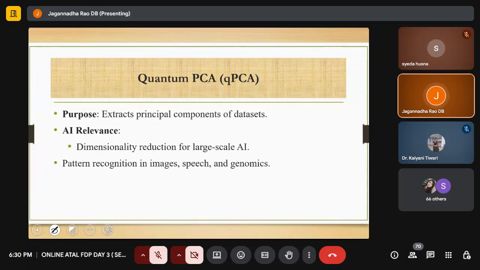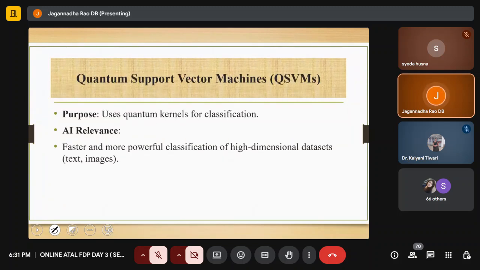Then the quantum PCA. This extracts the principal components of datasets. Its relevance to AI is dimensionality reduction for large-scale artificial intelligence, and also pattern recognition in images, speech, and genomes. Then quantum support vector machines. These are mainly used with quantum kernels for classification. They are also used for faster and more powerful classification of high-dimensional datasets like text and images.